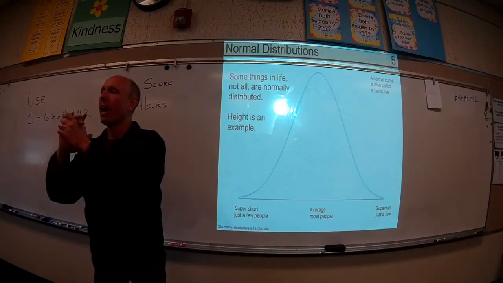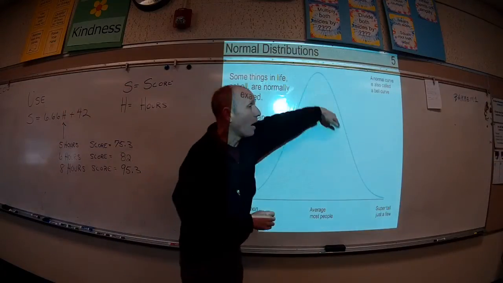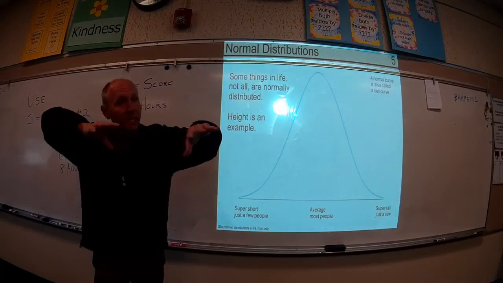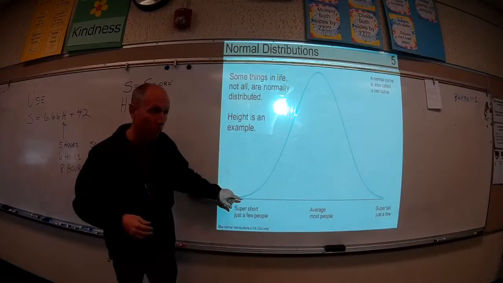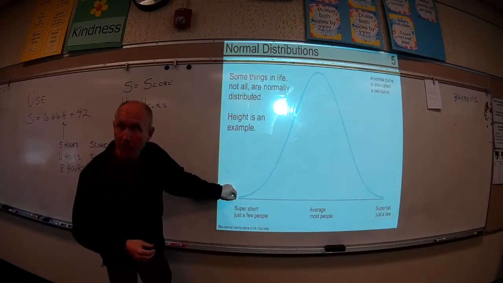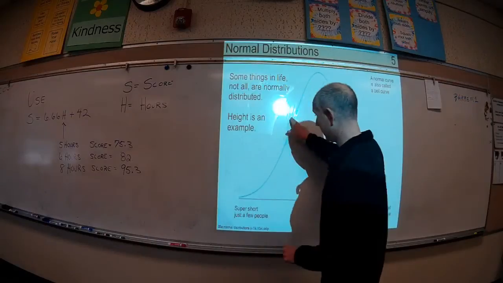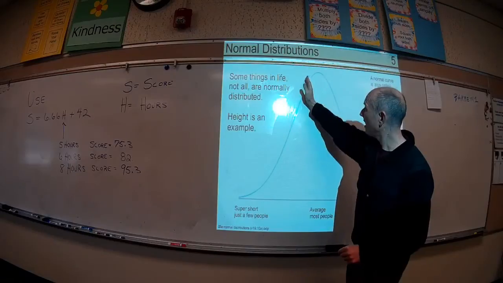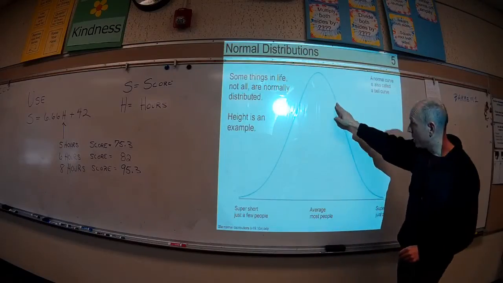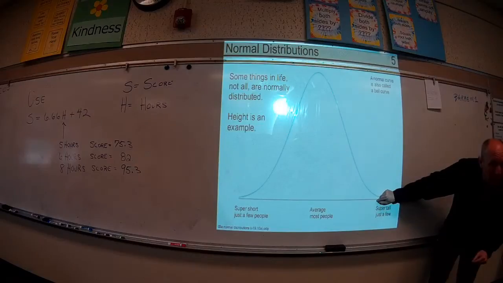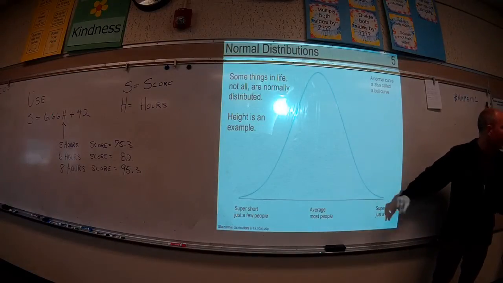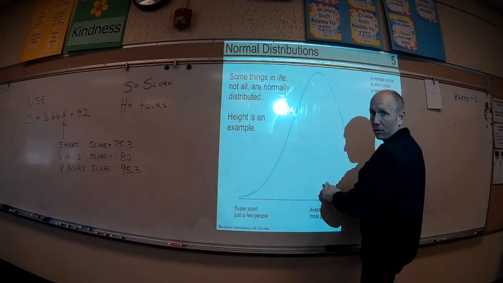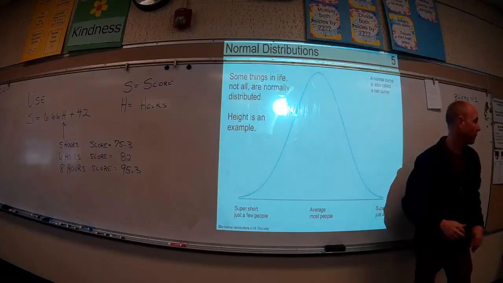Okay. Here's the deal. Height is normally distributed, meaning it spreads out like this. You've got some people that are super short, but not very many of them. Then you've got a whole bunch of people that are kind of average, a lot that are a little bit above and a little bit below. And then over here, just a little bit of people that are really, really tall. It's a normal distribution. Most of the people are right in here, and a few people at the edges.